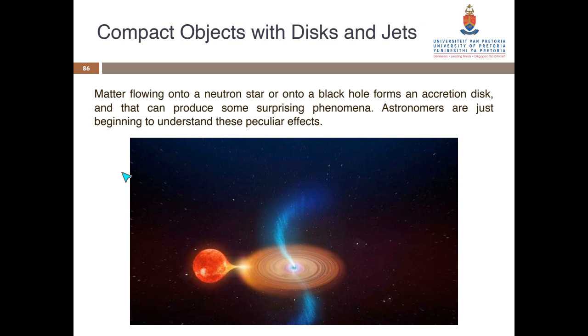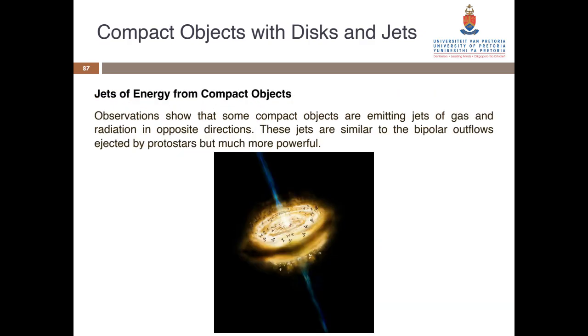So now, talking about compact objects with disks and jets. Matter flowing onto a neutron star or onto a black hole forms an accretion disk. And that can produce some surprising phenomena, and astronomers are just beginning to understand these peculiar effects. Observations show that some compact objects are emitting jets of gas and radiation in opposite directions, and these jets are similar to the bipolar outflows ejected by protostars, but much more powerful.